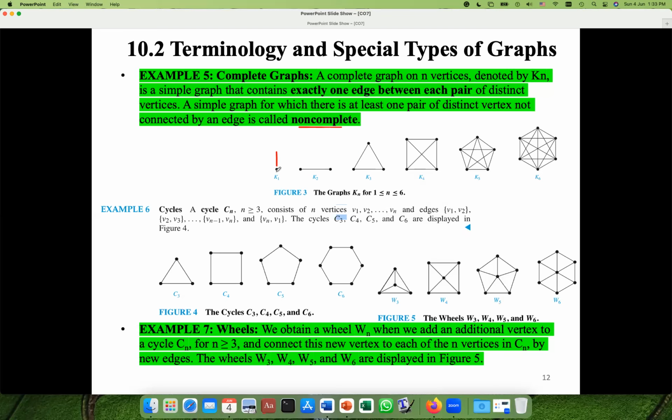It is a simple graph, no loop, no multiple paths. The condition is fulfilled. No loops, no multiple paths. Condition is fulfilled.